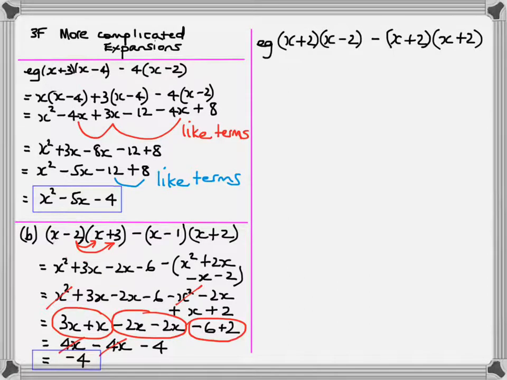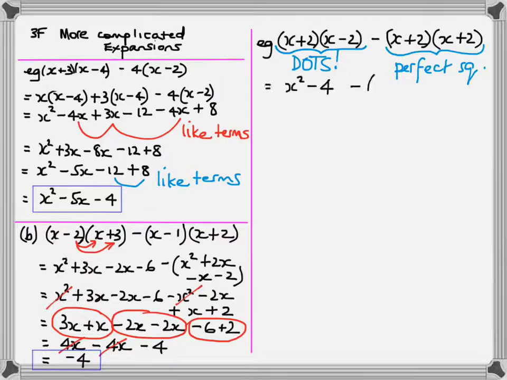Anyway, now, let's move on to the next one. It's already at the top right-hand side, and we'll see what we get. Oh, that's a difference of 2 squares, isn't it? Did you recognise that? And the second term is a perfect square. Now, we've learned how to do both difference of 2 squares and perfect squares in a previous lesson. So let's go for it.